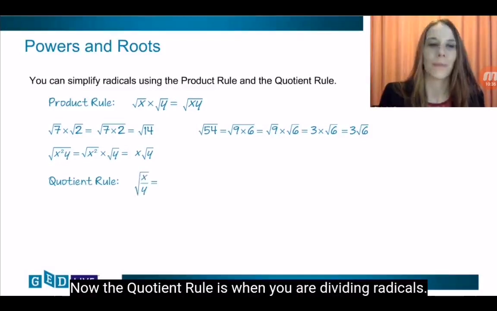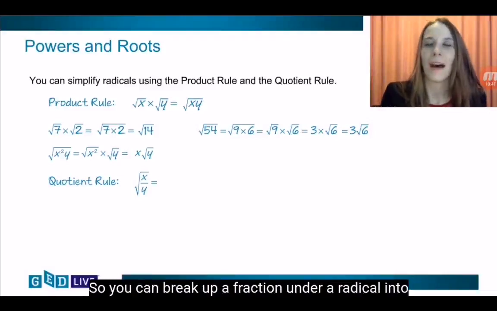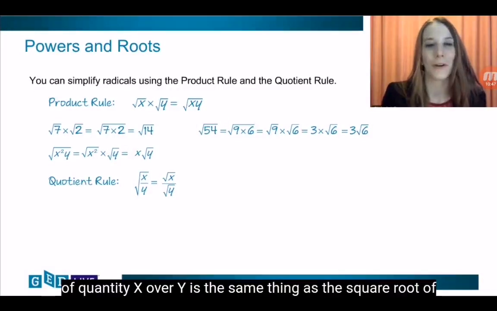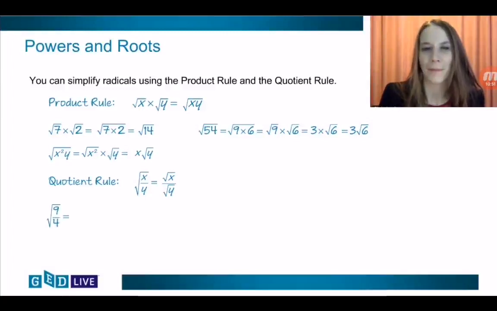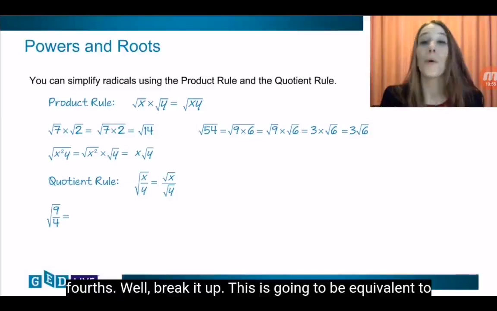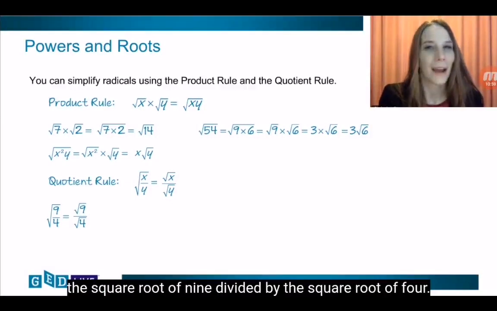Now, the quotient rule is when you are dividing radicals. So you can break up a fraction under a radical into its numerator and its denominator. So the square root of the quantity x over y is the same thing as the square root of x divided by the square root of y. So let's look at this one here. The square root of 9/4, we'll break it up. This is going to be equivalent to the square root of 9 divided by the square root of 4.